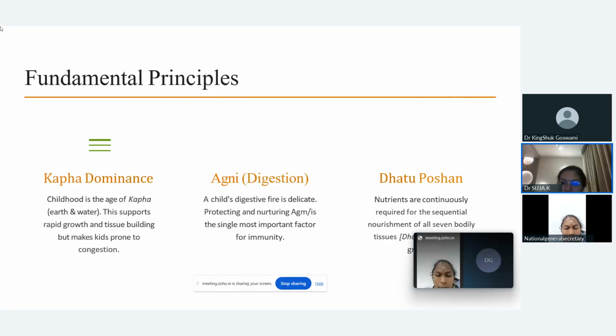Both mother and child should avoid excessively spicy items. The Shadrasa question is about Pradhana Ahara, the balanced rasa. All the rasas should be balanced in our diet plan.